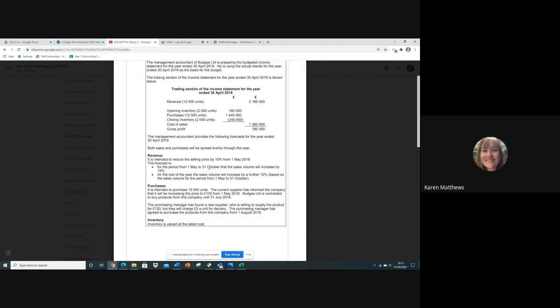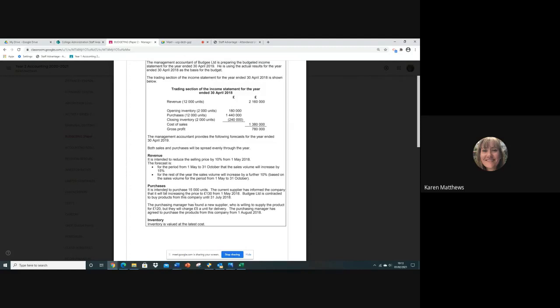6,900 units. For the rest of the year, the sales volume will increase by a further 10%, and that's based on the sales volume for the period from May to October. So you need to get this figure, this 6,900, before you can get the figure for the rest of the year. So 6,900 plus another 10% is going to give us 7,590 for that second 6 months. And remember, all of that is going to need to be priced up at the new selling price, which is 180 minus 10%, so £162.